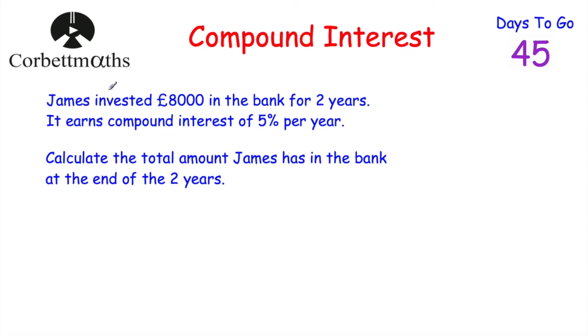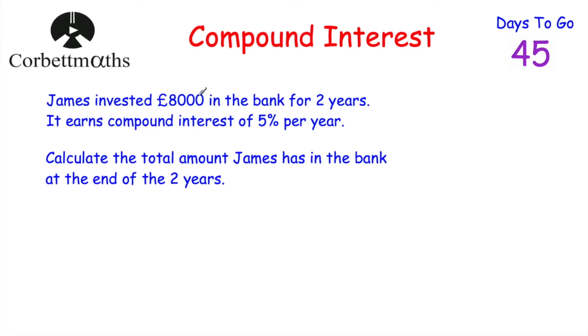So here's the question. It says James invests £8,000 in the bank for 2 years. It earns compound interest of 5% per year. And what that means is that he puts money in the bank, it then goes in the bank for 1 year and he earns 5% interest in the first year. The bank then add that on, he's then got that amount of money, and then they're going to add on another 5% in the second year. And the question says, work out the total amount of money James has in the bank at the end of the 2 years. So first of all, let's do this question using our knowledge of percentages and without a calculator.